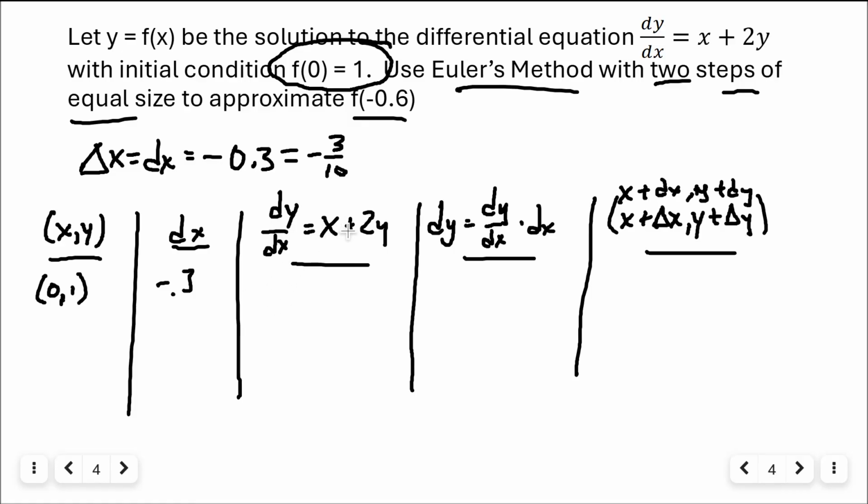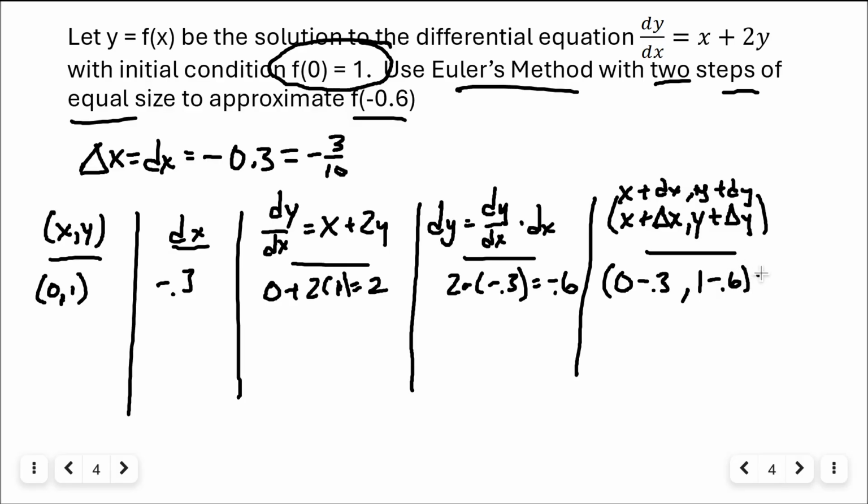So dy/dx is equal to x, so that's 0, plus 2 times y, 2 times 1. So that's 2. dy is dy/dx, so that's 2 times dx. dx is negative 0.3. That's negative 0.6. So x starts at 0 and goes down by 0.3, and y starts at 1 and goes down by 0.6. So now I'm at the point (negative 0.3, 0.4).